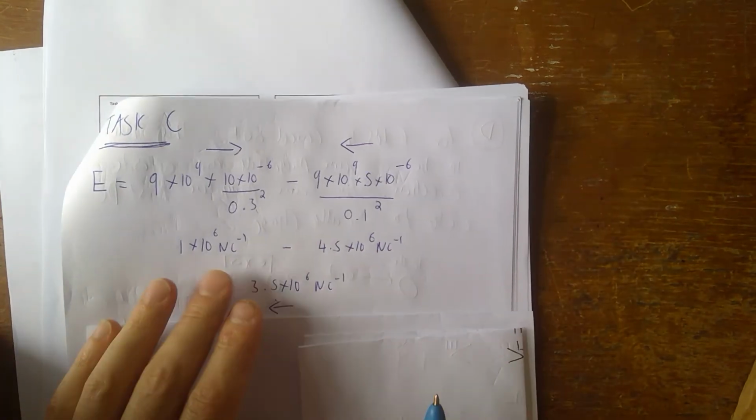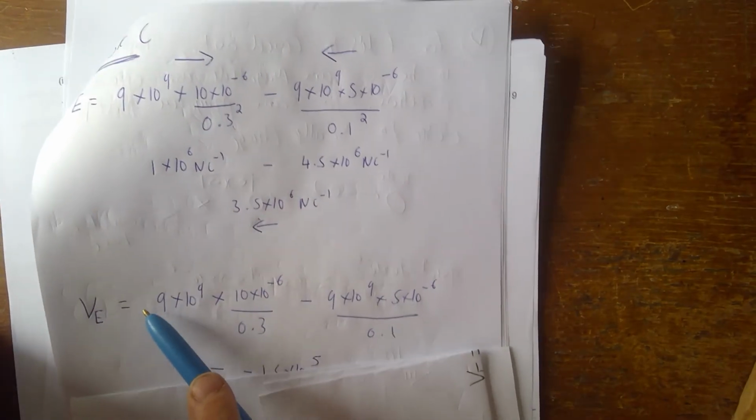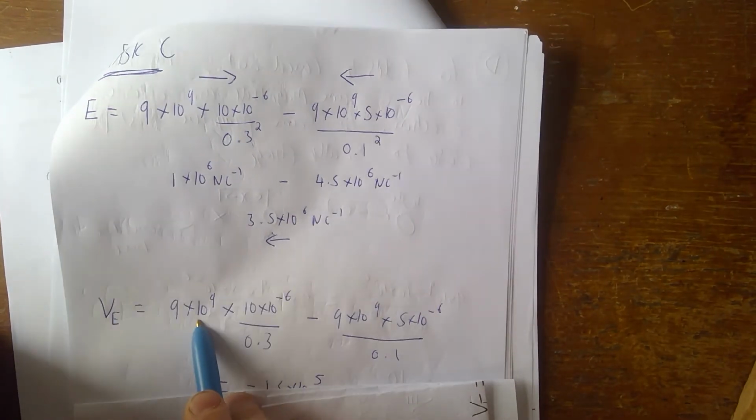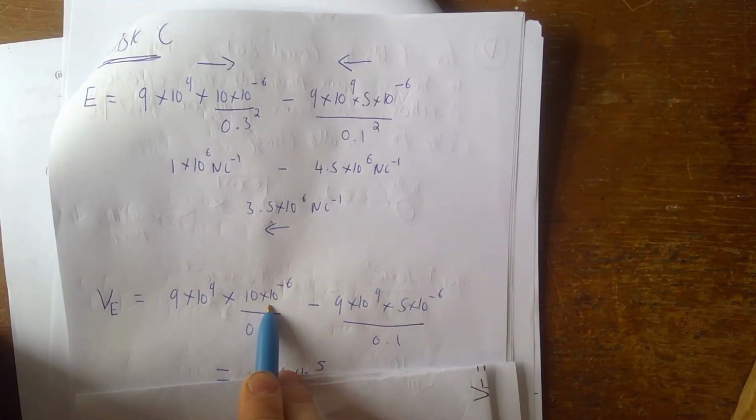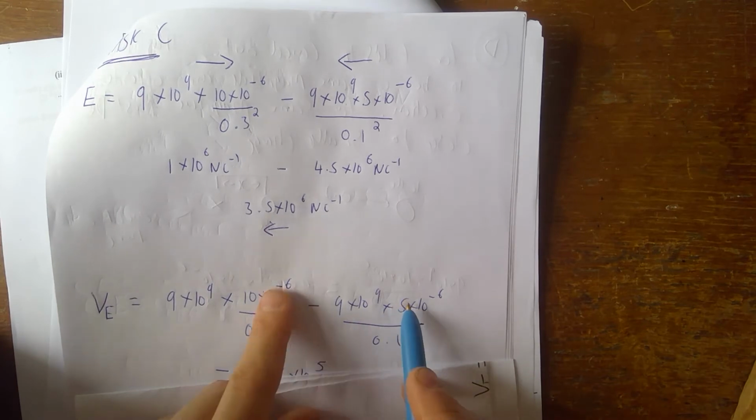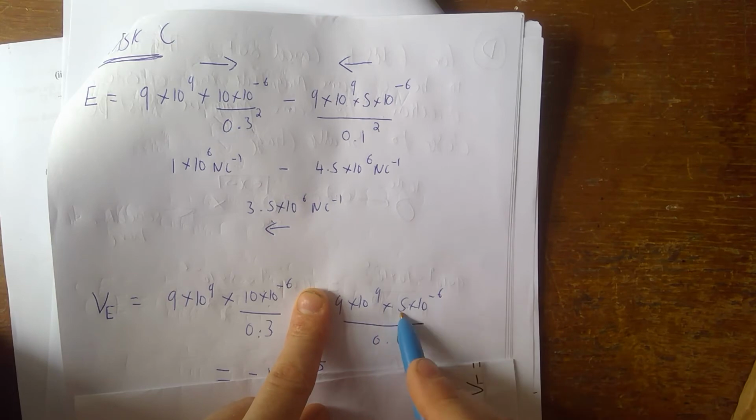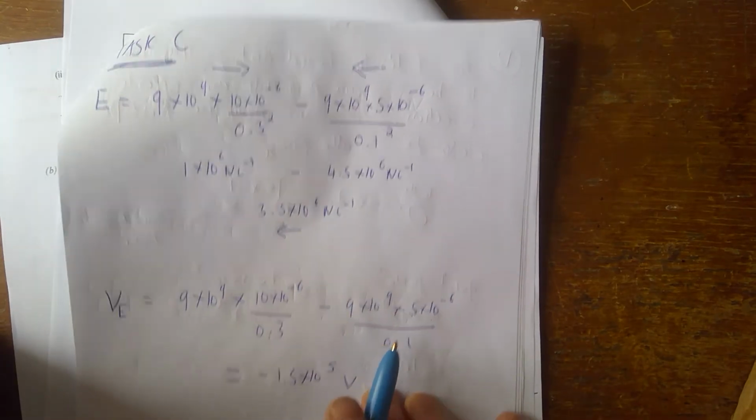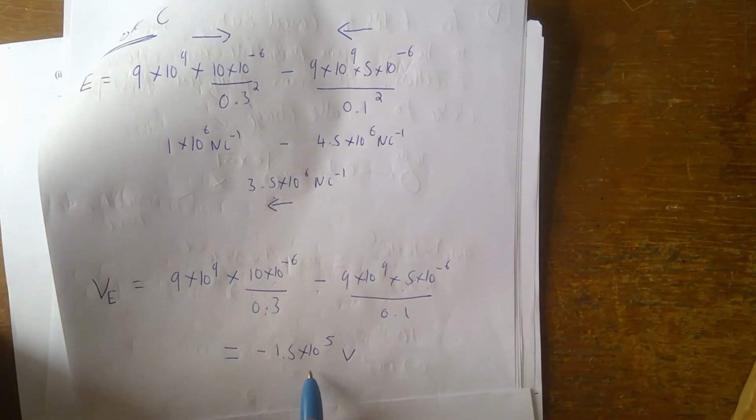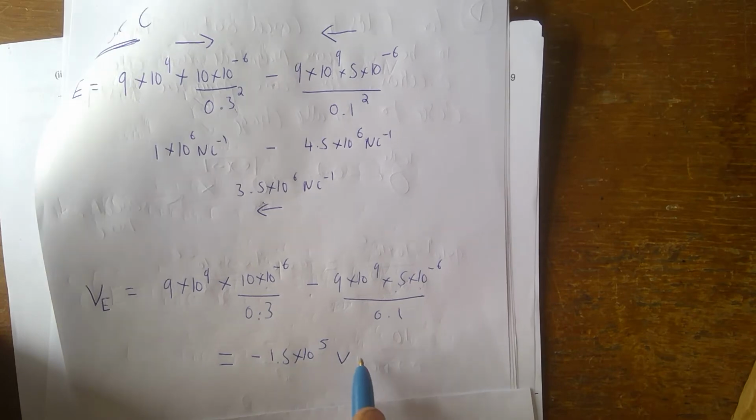Finally, that question asks, what is the electric potential at P? Should be a bit easier than that one. Your electric potential equation, 1 over 4 pi epsilon naught, Q over R. So we'll work it out for the left-hand charge, we'll work it out for the right-hand charge, and then just add them together. Now remember, it is a minus 5, so I've took it away. Minus 1.5 times 10 to the 5 joules per coulomb, or volts.